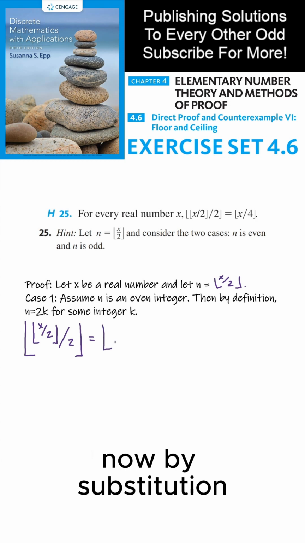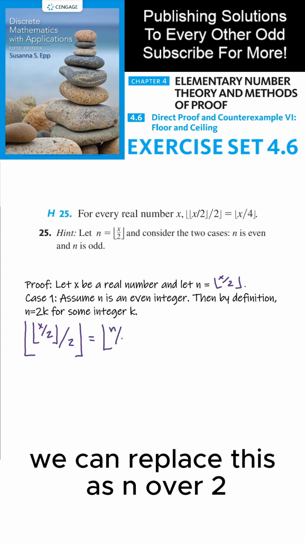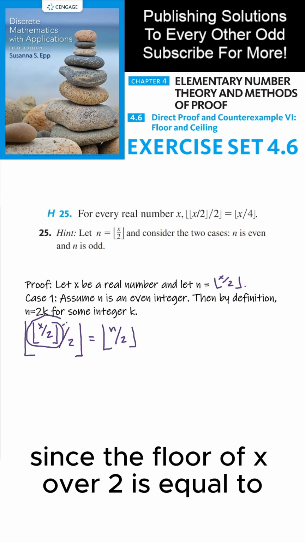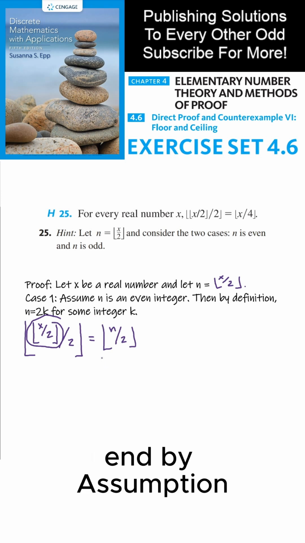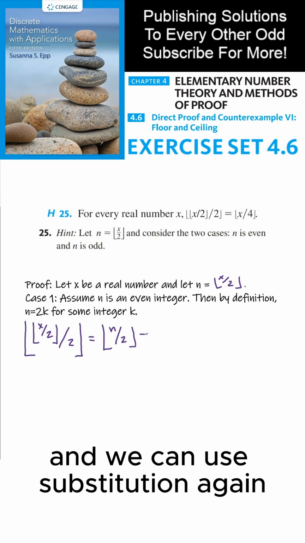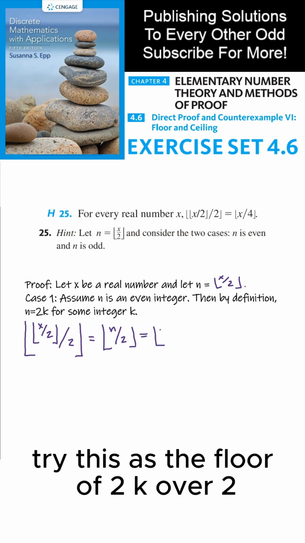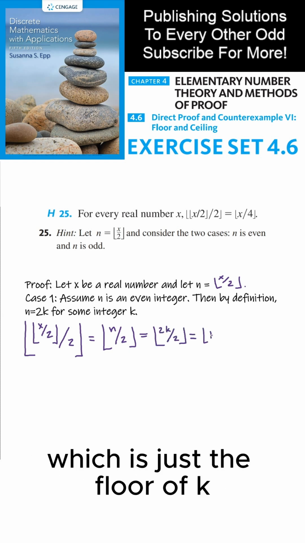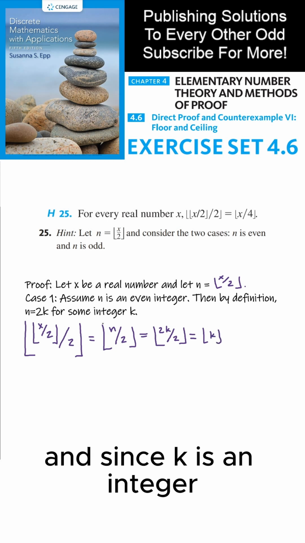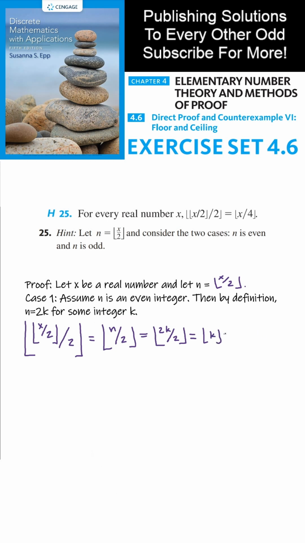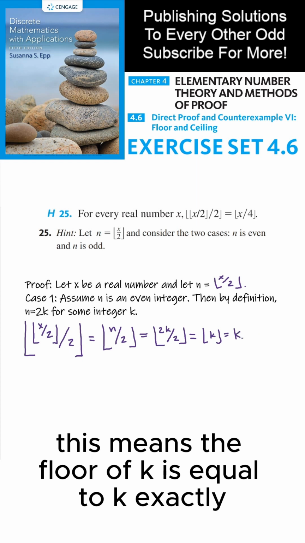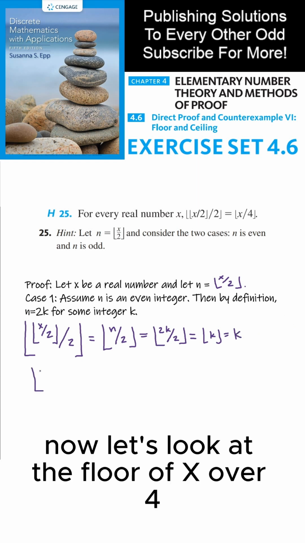Now by substitution, we can replace this as the floor of n over 2, since the floor of x over 2 is equal to n by assumption. And we can use substitution again to write this as the floor of 2k over 2, which is just the floor of k. And since k is an integer, this means the floor of k is equal to k exactly. Now let's look at the floor of x over 4.